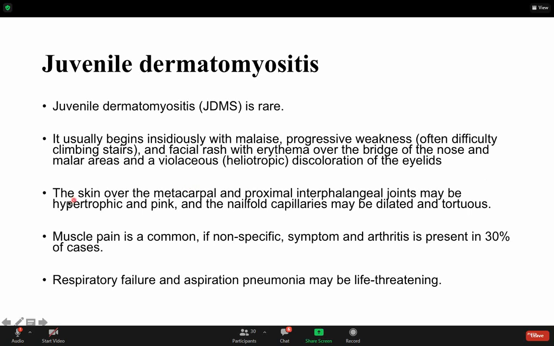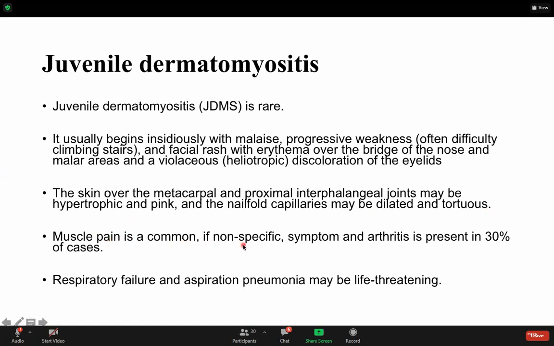dermatomyositis. The skin over the metacarpal and proximal interphalangeal joints may be hypertrophic and pink, and the nail fold capillaries may be dilated and tortuous. نفس الشيء يمكن المفاصل الصغيرة في اليد واضح ممكن نفس الشيء تصير لونها pink تتغير الألوانها والنيل فولد capillaries تكون واضحة.